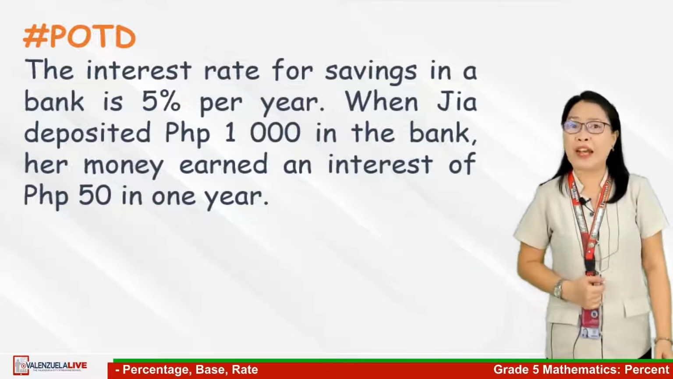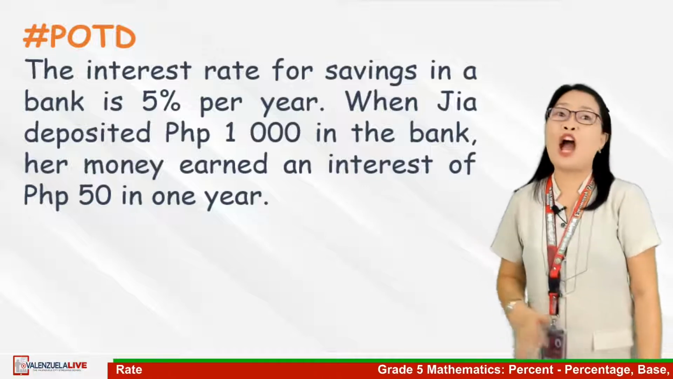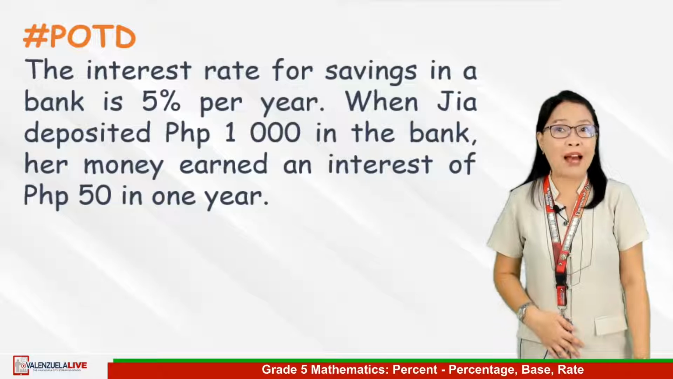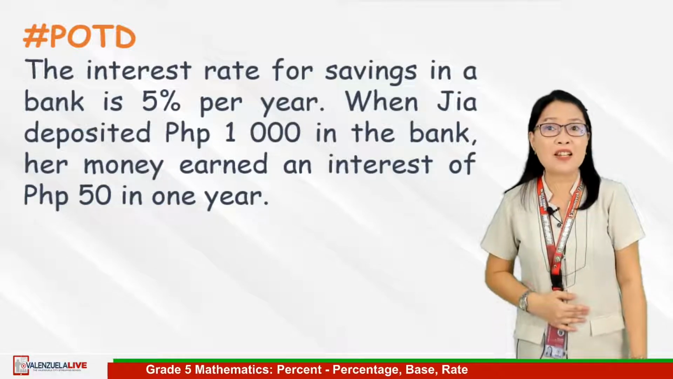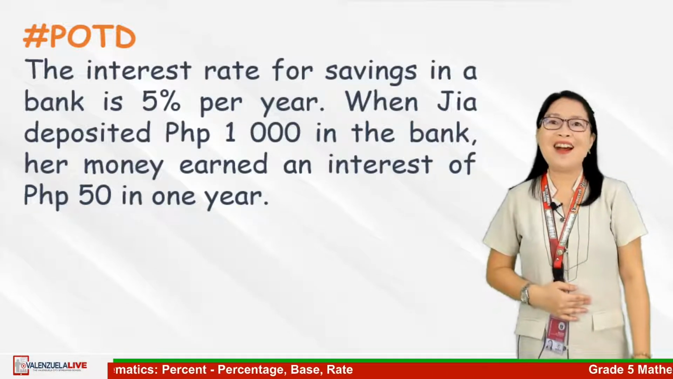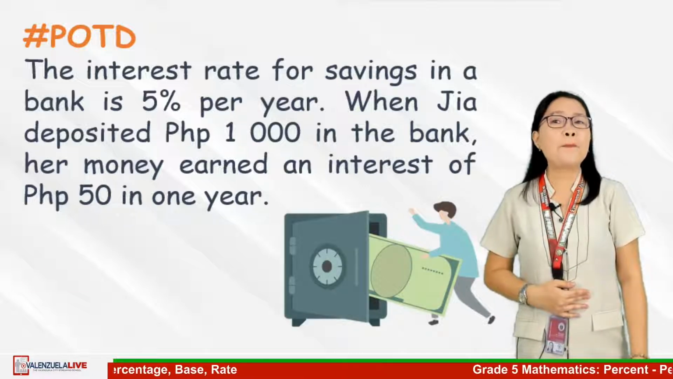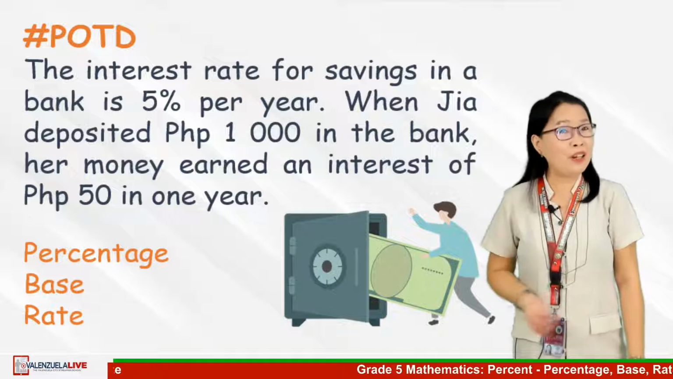The interest rate for savings in a bank is 5% per year. When Gia deposited 1,000 pesos in the bank, her money earned an interest of 50 pesos in 1 year. Now, this is my question. In this problem, which is the percentage, the base, and the rate? Are you familiar with this?